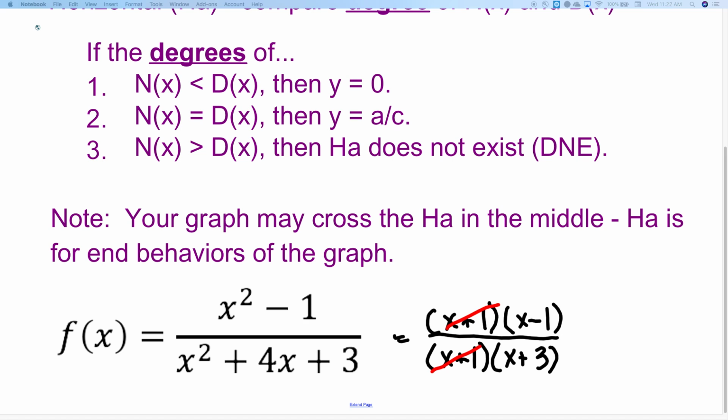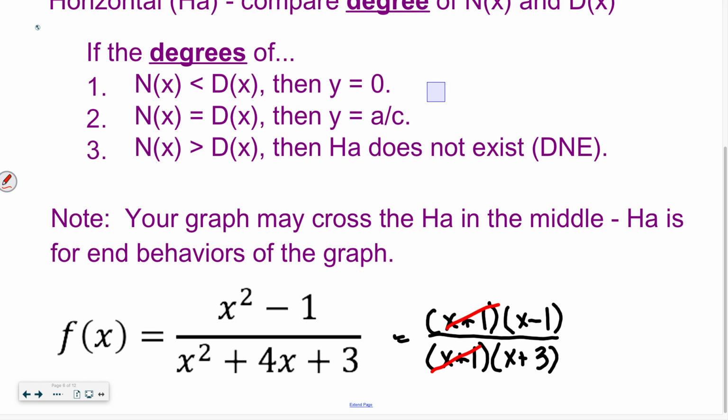If the numerator and the denominator degrees are equal, as we go towards positive and negative infinity, those things are going to be so big that they're going to take over. But then the numerator and the denominator are going to be very close to each other in value, and so it's y equals a over c, where a and c are the leading coefficients of n of x and d of x.